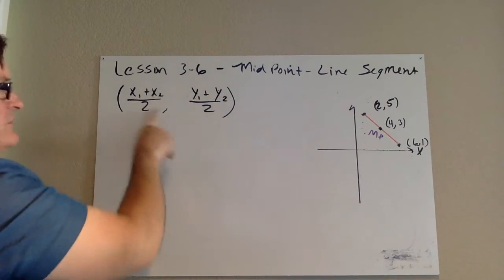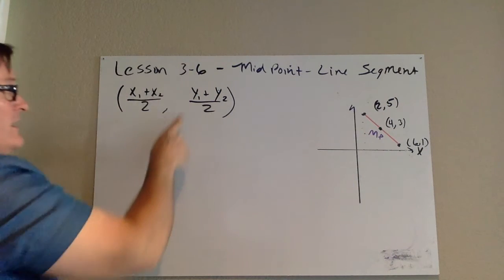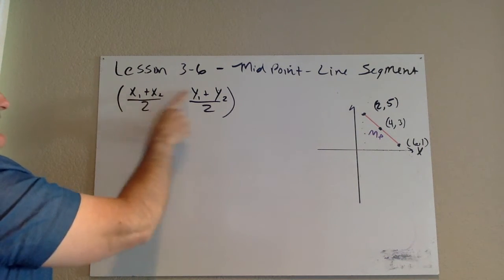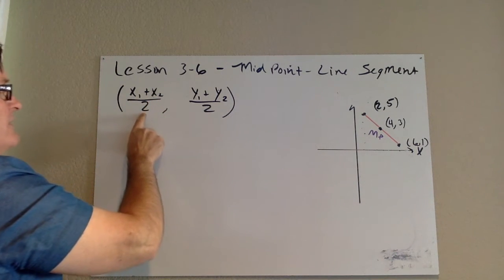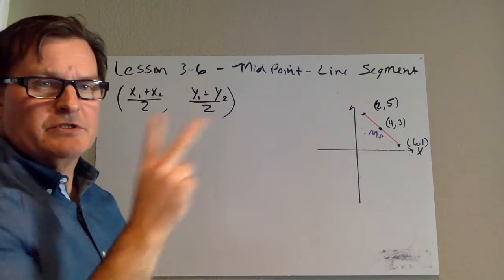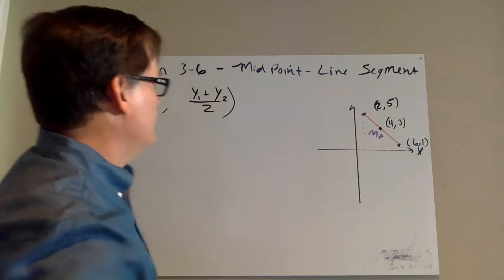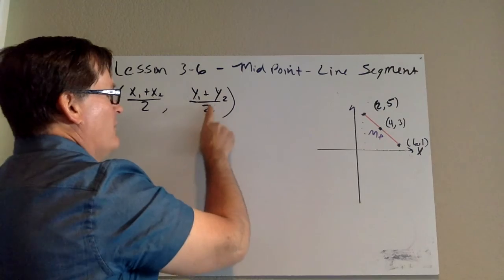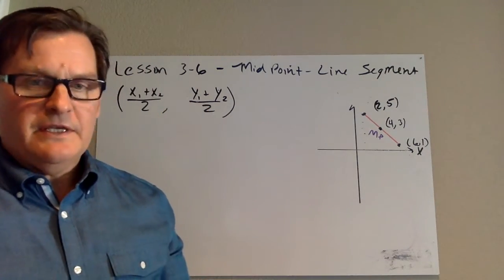I set it up to look like an ordered pair because the answer is going to be an ordered pair. I find the x value of the ordered pair by adding the x values of the two endpoints, which we'll call x1 and x2, divided by 2. You can see that's actually an average, because I'm adding two numbers and dividing by 2. So I'm finding the average of these two x coordinates. The second part, I'm finding the average of the two y coordinates. I add y1 and y2, divide that by 2. Two numbers divided by 2 is an average.